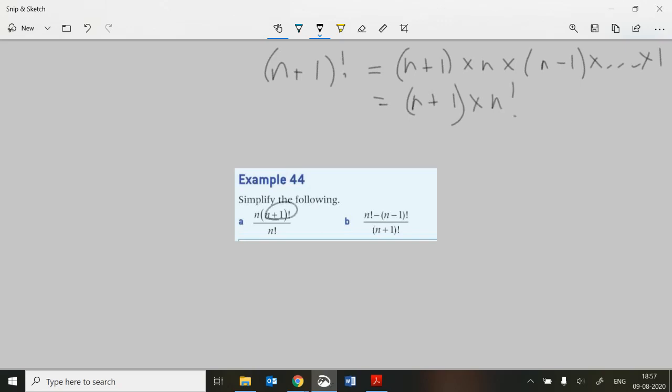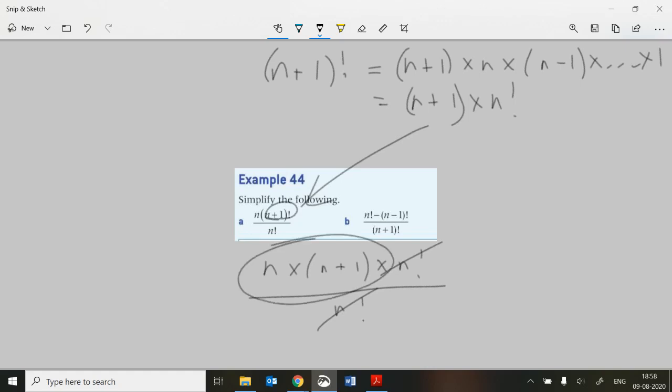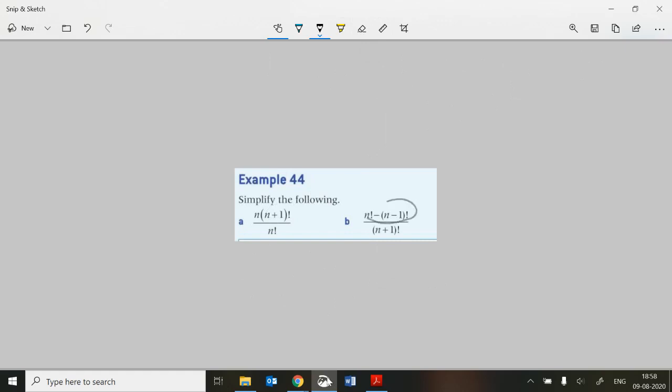So if we replace this by this, we end up with n times n plus 1 times n factorial divided by n factorial. You can see that those two cancel, and you're just left with this. Okay, and let's have a look at the next one. This to me looks like we might need to do some factorization because we have two terms here, and we're going to perhaps need to cancel some of or all of this thing on the bottom with something on the top. So I think we're going to need to do some factorization, perhaps.